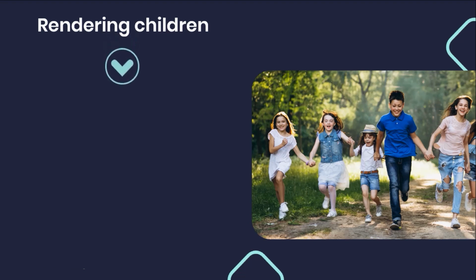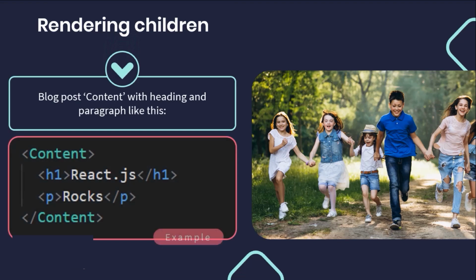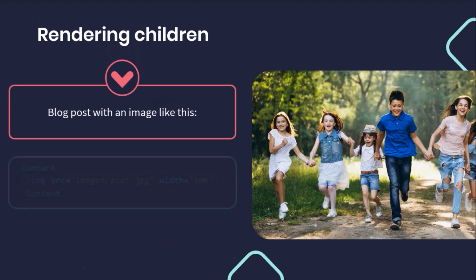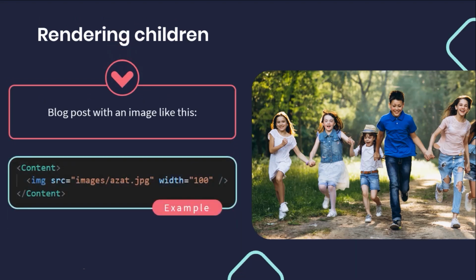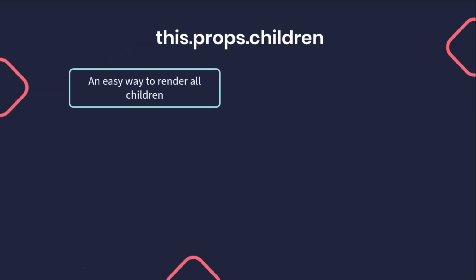It's a blog post content component that may consist of a heading and a paragraph, like this. Another blog post may consist of an image, like this. Both posts use content, but they pass different children to it. The this.props.children property is an easy way to render all children, and we can do more than rendering.